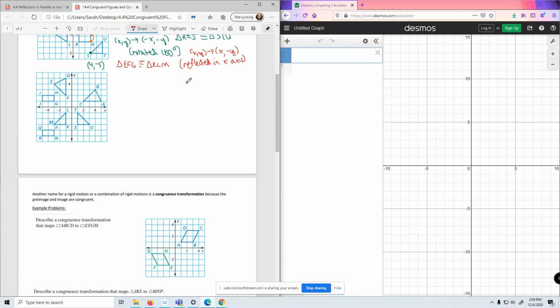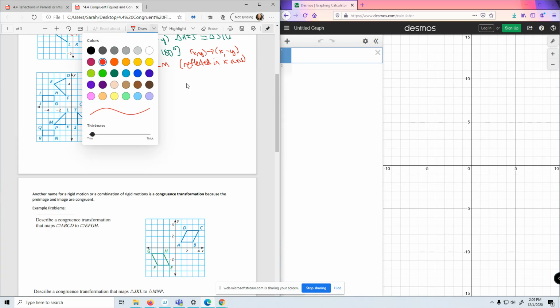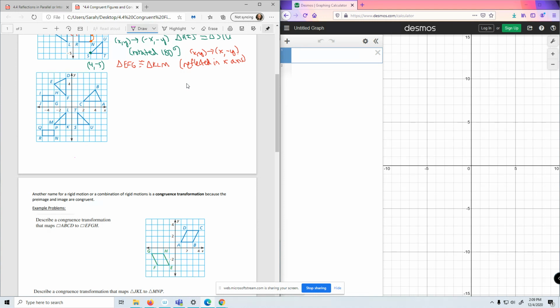We want to say which things look like they're congruent. Let's go alphabetical. Does triangle ABC look like it's congruent to anything? It appears to be the same size as, it appears to be congruent to triangle DEF, but how? Here, it looks like it has turned or rotated 90 degrees. And so we can say triangle ABC is congruent to triangle DEF. It is rotated 90 degrees counterclockwise.